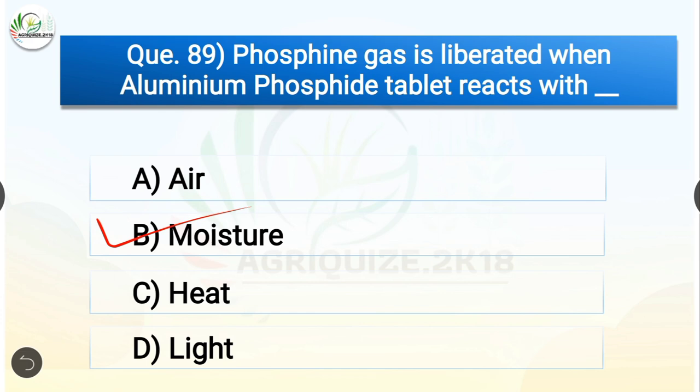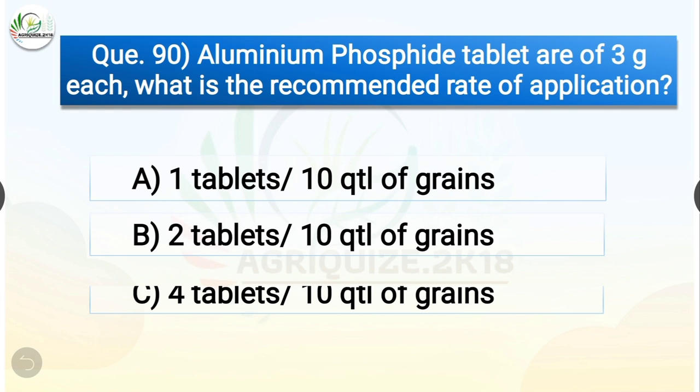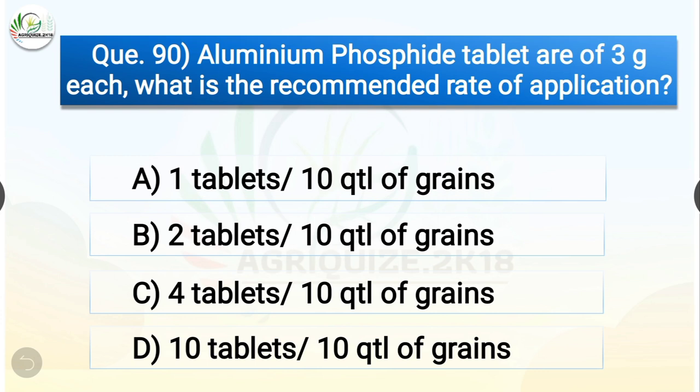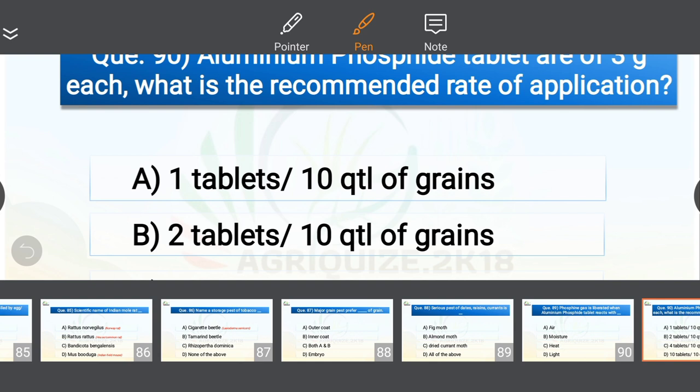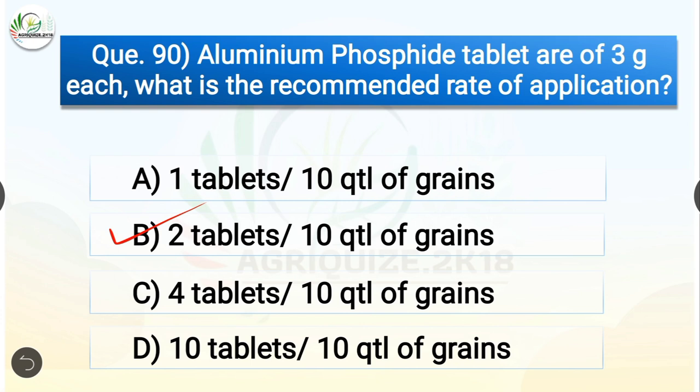Question number 90. Aluminium phosphide tablets are of 3 gram each. What is the recommended rate of application? The options are 1 tablet per 10 quintal of grains, 2 tablets per 10 quintal of grains, 4 tablets per 10 quintal of grains or 10 tablets per 10 quintal of grains. The correct answer is option B, 2 tablets per 10 quintal of grains. So aluminium phosphide tablets are of 3 gram each and 2 tablets per 10 quintal of grain is the recommended rate of application.